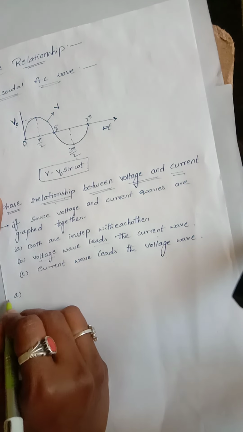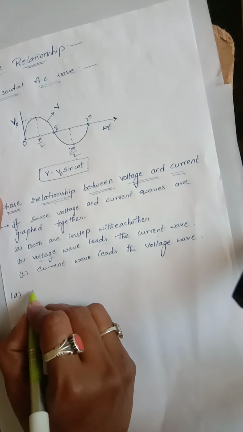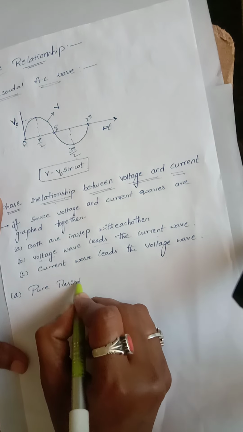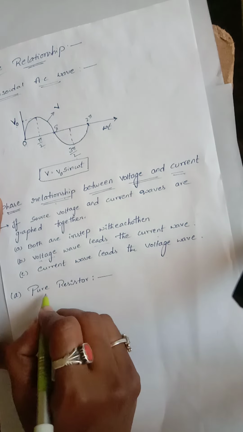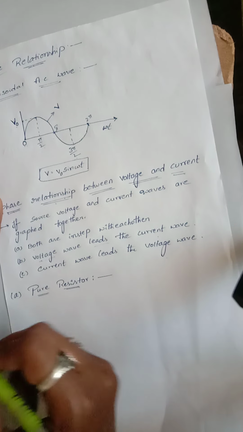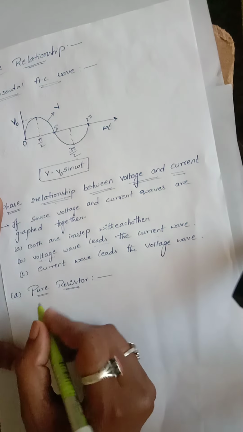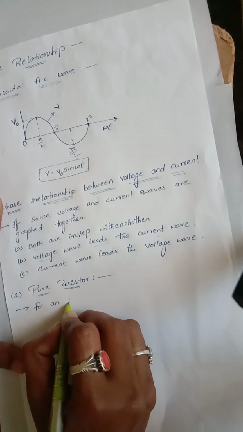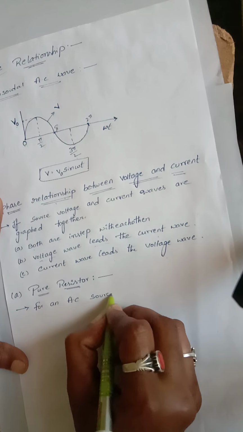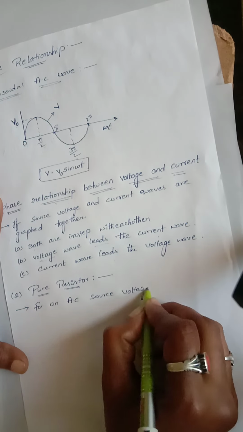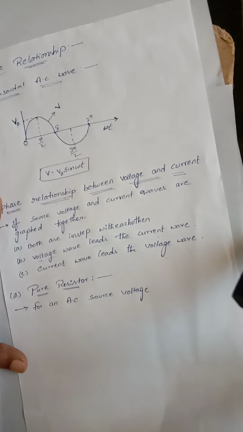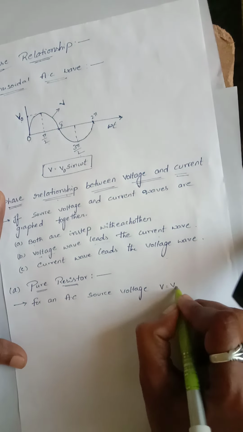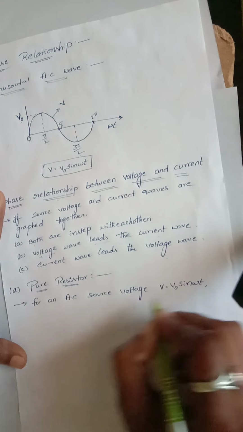First, we take a pure resistor. The circuit consists of only a pure resistor. How do we observe the phase relation? For an AC source, the voltage is V equals V naught sin omega t.